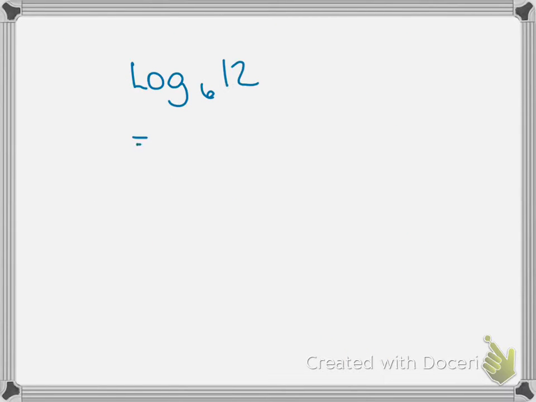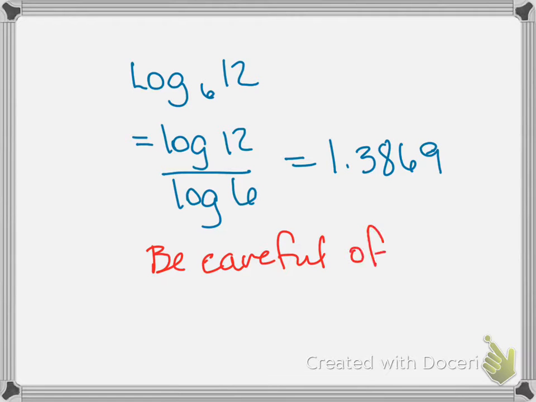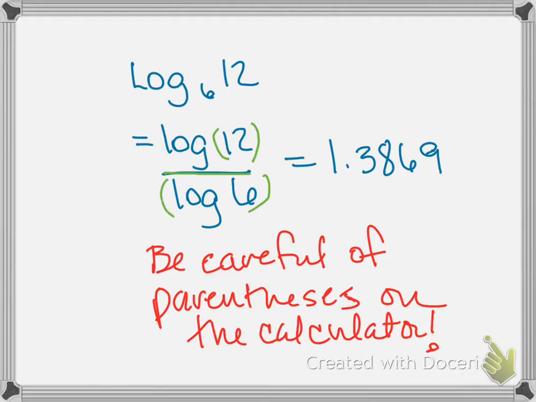If I have the log base 6 of 12, I want to rewrite it as a common log. It's simply the log of 12 divided by the log of 6. You must be careful with your parentheses on your calculator at this point, or you'll get some weird answer, okay? Notice that I would have parentheses. I'd close the parentheses at the 12. I would do the division and open it and then close that. Notice also that I got a constant, 1.3869.